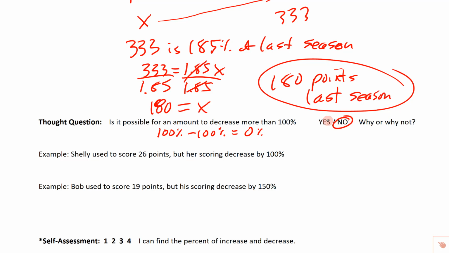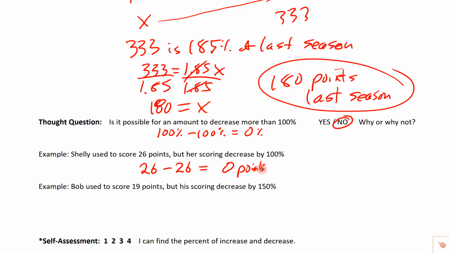And let's look at a couple of examples. Shelley used to score 26 points, but her scoring decreased by 100%. So she used to score 26 points, but it went down by 100%. Well, 100% of 26 points is 26 points, so she ends up with 0 points. Okay, well, that's definitely possible.